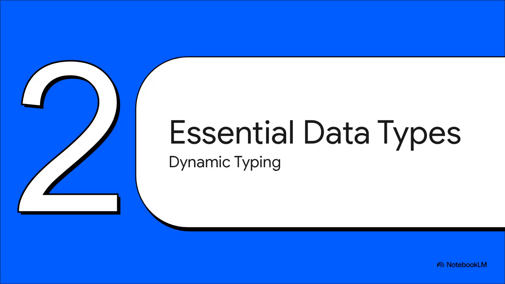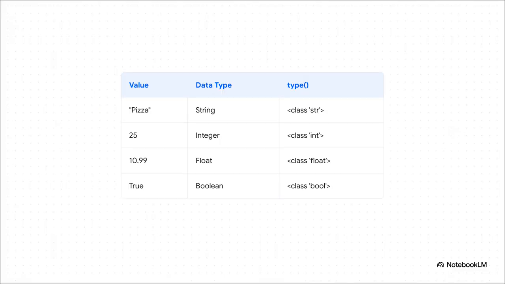Section 2. Essential data types. Python seamlessly handles strings, integers, floats, and booleans. But what makes it a real game changer is dynamic typing. You don't have to explicitly tell Python that pizza is a string or that 25 is an integer. The interpreter just figures it out automatically when you assign it. Because of this, a variable can completely change its type dynamically, right on the fly. And hey, if you ever need to peek under the hood and see what's going on, the built-in type function reveals exactly what class your variable currently holds at that moment.